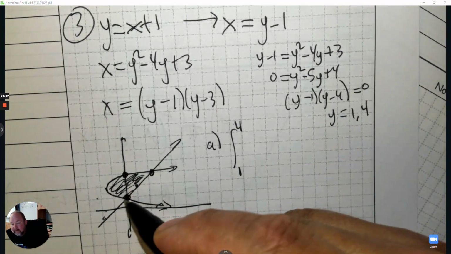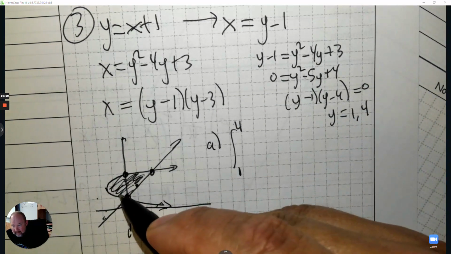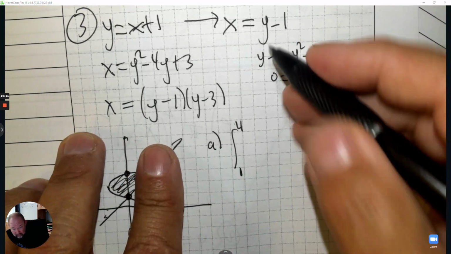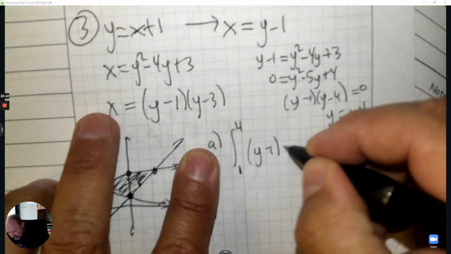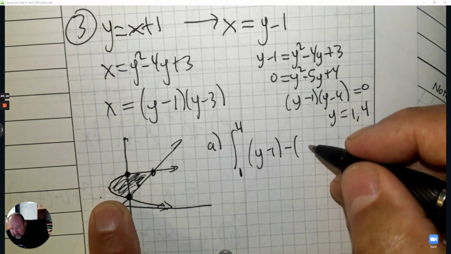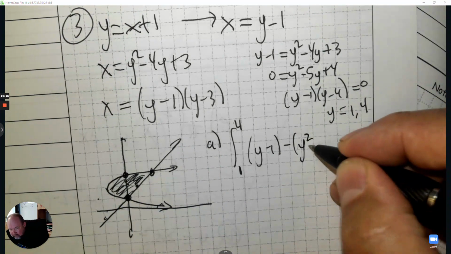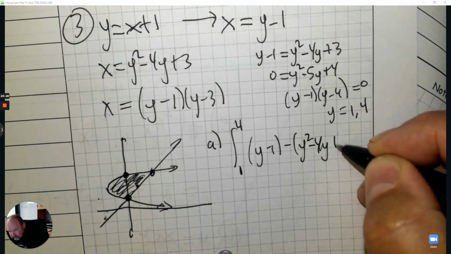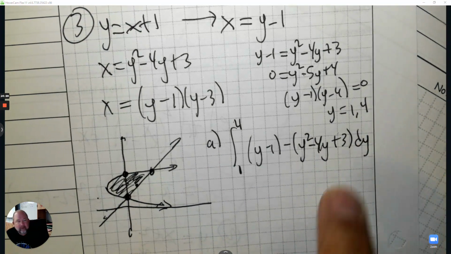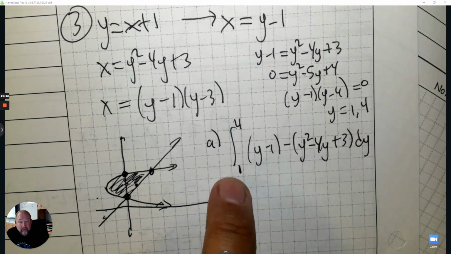Perfect. Then I'm going to go right, subtract left. So on the right is a line, which is y minus 1. And on the left is the curve, which is y squared minus 4y plus 3. And instead of dx, it would be dy. And these are y values.